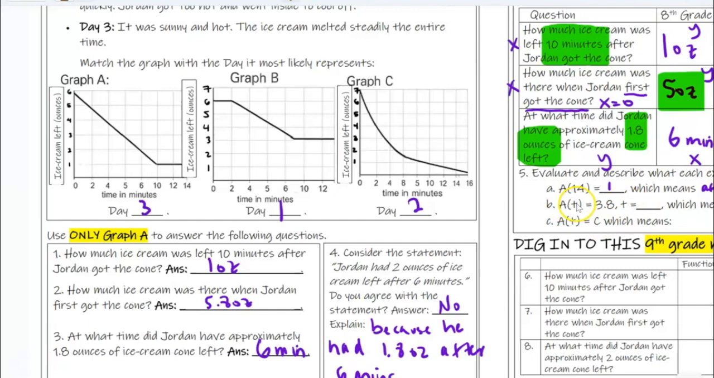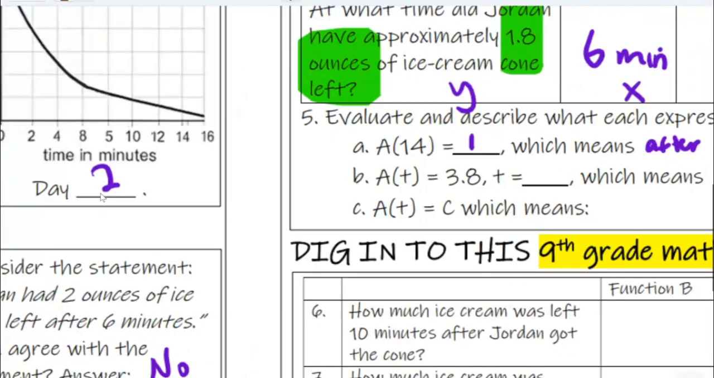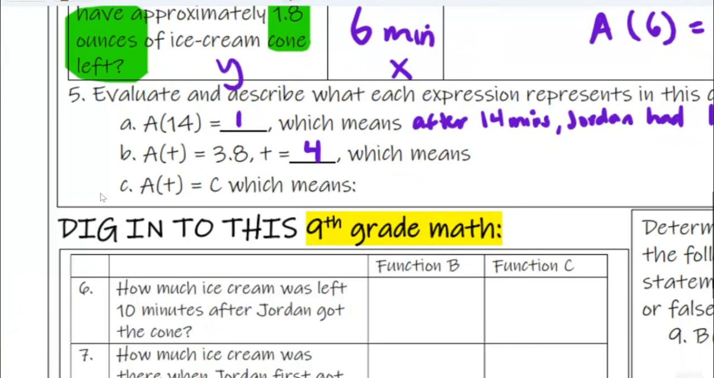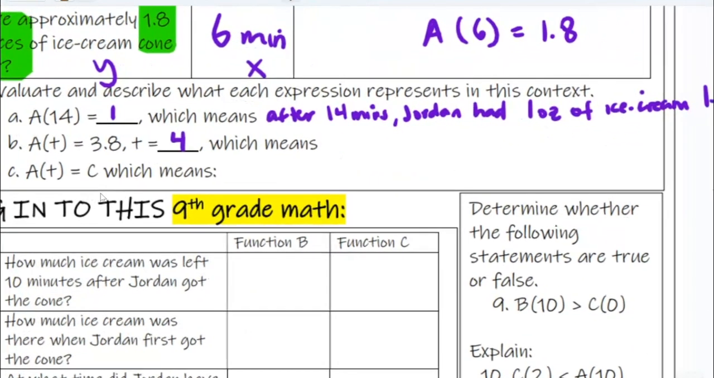All right, so let me go ahead and do it. A of T is equal to 3.8. So the input is T, which is the x-axis. The output is 3.8, which is the y-axis. So that's saying in graph A, I'm going to have an output of 3.8 ounces. And if I go to the graph, I'm going to have that in 4 minutes. So the time is 4 minutes. And again, in the new language that we just learned, what does this mean? Now I'm going to try and write it a little bit different than I wrote this, because I can write it exactly like how I wrote this and just change the numbers.